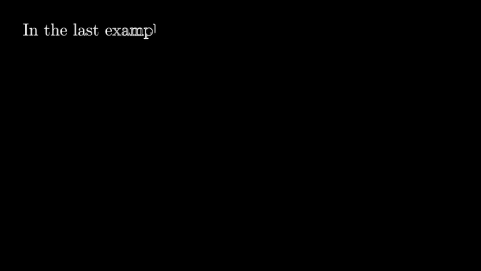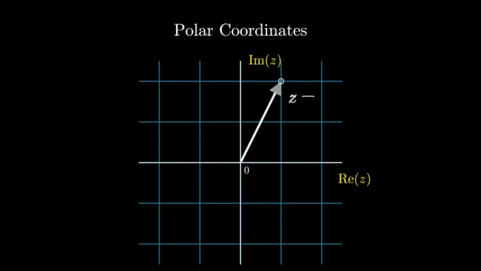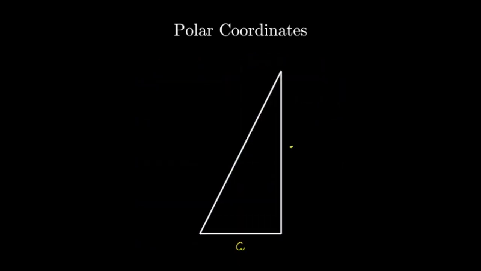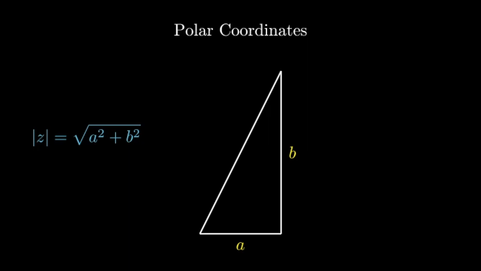So in the last example, it's natural to ask why we multiplied by the conjugate of the denominator. The main reason is polar coordinates. Let's draw our Argand diagram, and we'll write our complex number as z is equal to a plus ib. Form a triangle where the horizontal length is a and the vertical length is b. The length of this vector is now going to be given by Pythagoras, and we call this length the modulus.